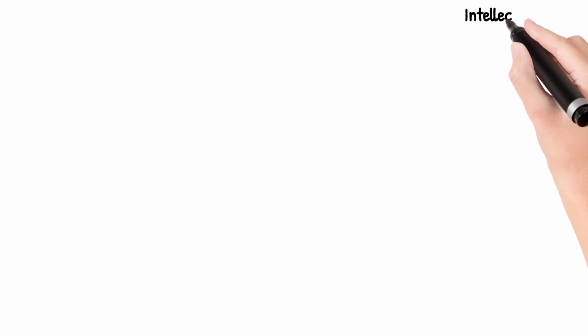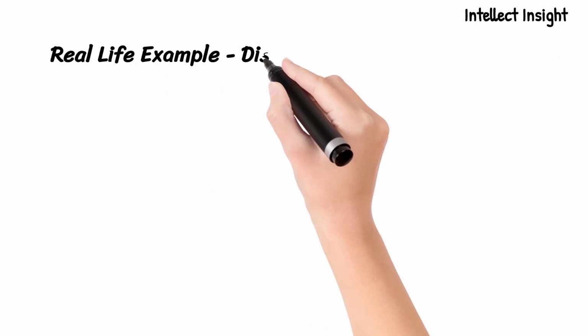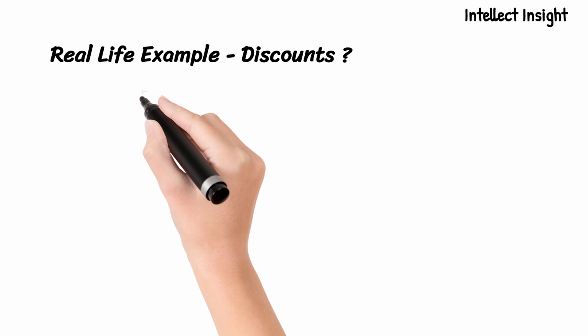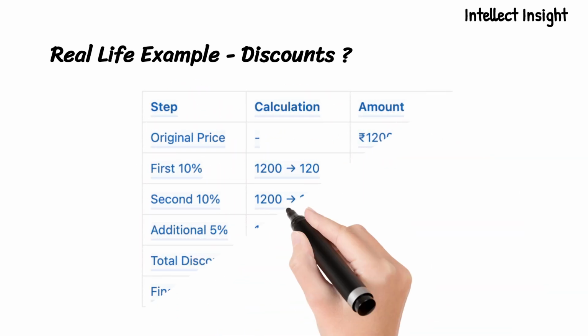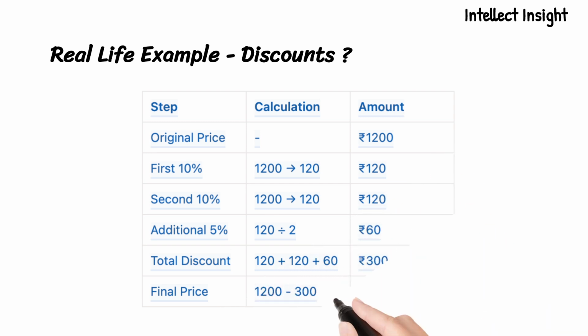Now let's understand a real life example of what we have discussed. Let's apply it. A 1200 rupee item is 25% off. So what will be the price? So 10% of 1200, it will be 120. Now if you want to calculate 5% of 1200, it will be 60. And now our aim is to calculate 25% of 1200.